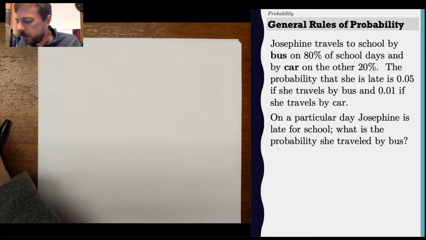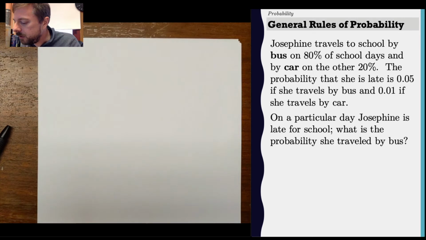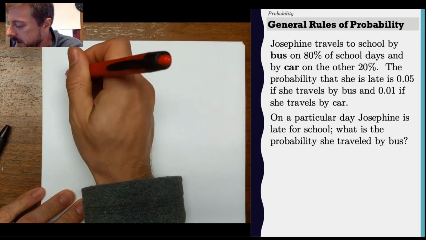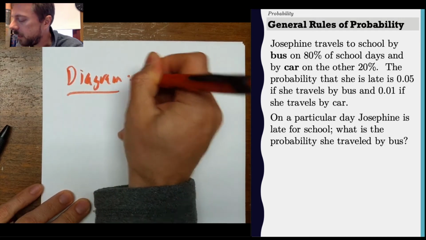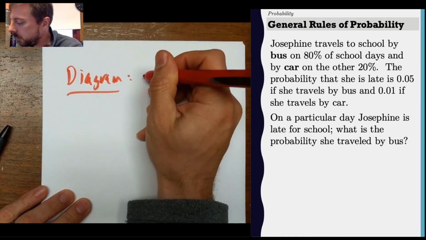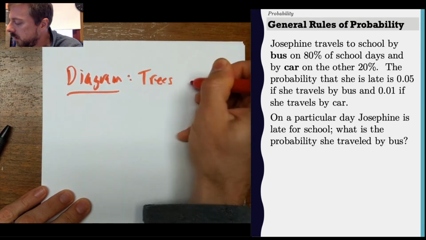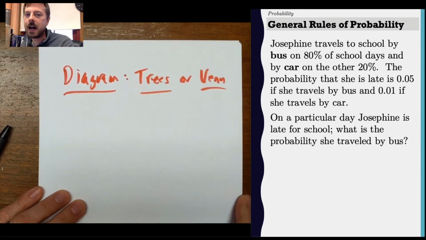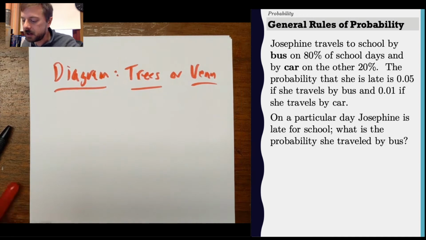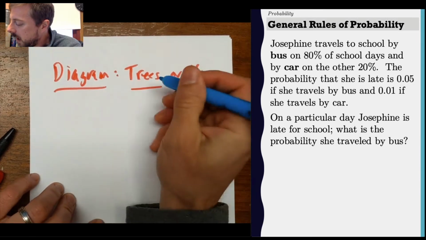Now, whenever I do probability questions, I always want to think, is there some way that I can diagram the probabilities, sort of organize my thoughts? And remember that there were always two types of diagrams. Trees or Venn diagrams are the typical ways that we would diagram given probabilities. In this particular case, you might wonder, would a diagram be helpful here? And I would say yes. In this case, I would use a tree.